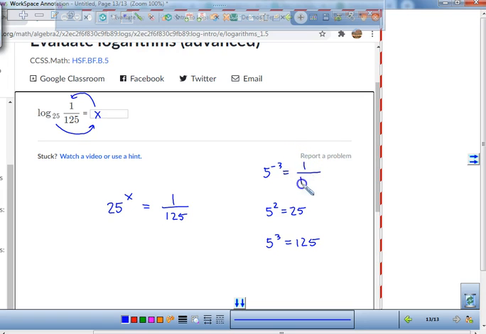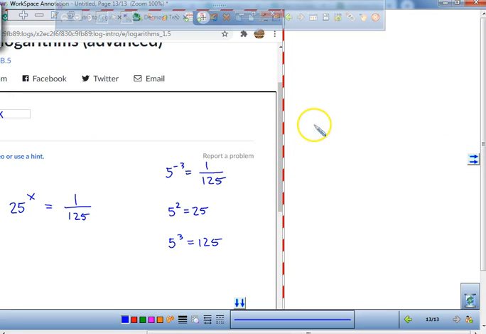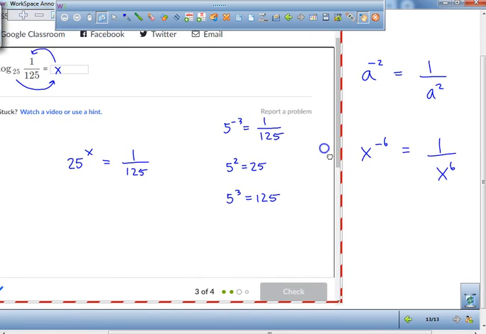1 over 125. So let me explain something real quick. Whenever you have exponents, if I say a to the power of negative 2, that's the same as saying 1 over a squared. If I say x to the power of negative 6, that's saying 1 over x to the power of 6. So for negative exponents, all you have to do is make them positive by putting them underneath the denominator.